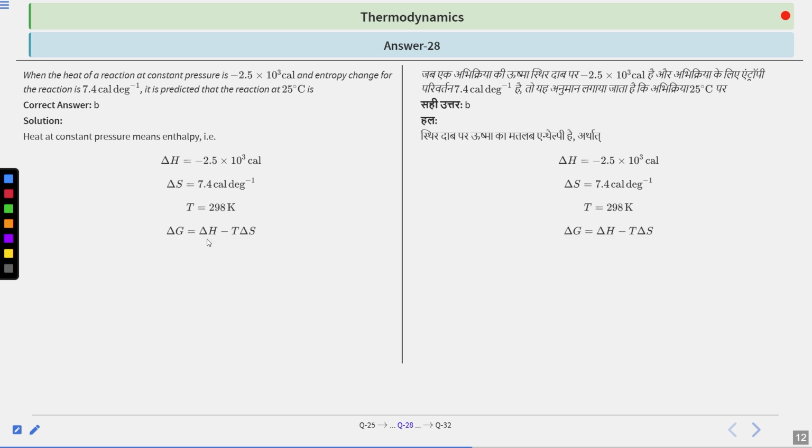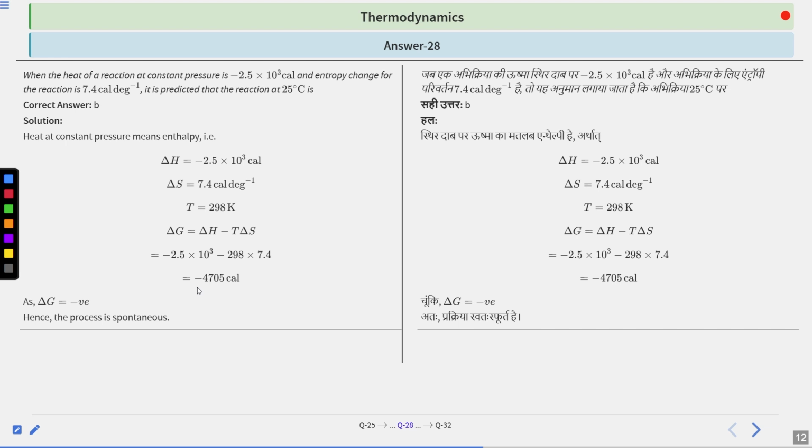So delta G is equal to what? Delta H minus T delta S. So this value of delta H and this value of delta S is substituted in this equation, and we get minus 4705 calorie as your value of delta G. So very easy to predict now that since your delta G is negative, therefore your process will be what? Your process will be spontaneous. But in case you find that your delta G is positive, in that case you will say that your process was non-spontaneous.